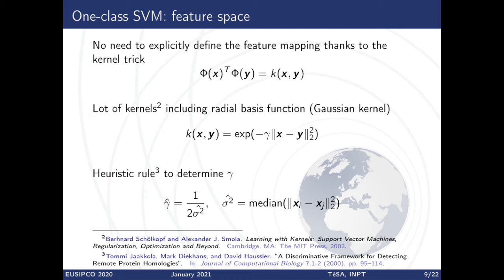There exist a lot of kernels, including the radial basis function that will be used in this presentation, which is also called the Gaussian kernel due to its expression here. And moreover, there exists a heuristic rule to determine the parameter of this kernel. Indeed, this kernel can be seen as a Gaussian function, and therefore gamma has the role of an inverse of a variance, which can be estimated robustly with the median of all the pairwise distances in the training dataset.